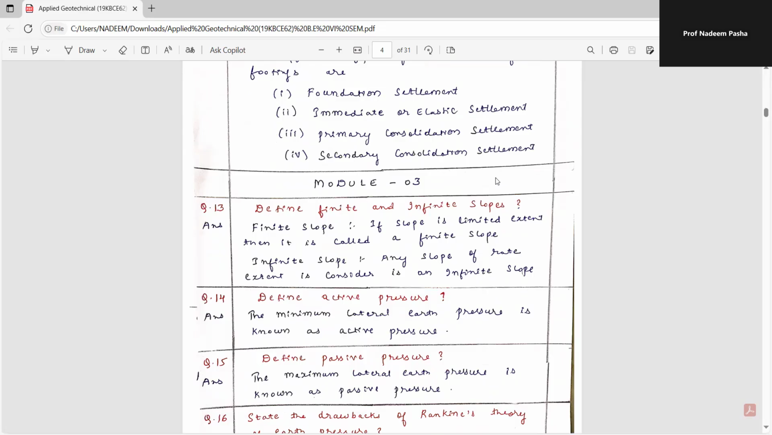Next is define finite and infinite slope. How will you define finite slope? If the slope is up to a limited extent, then it is called finite slope. Any slope of great extent is considered an infinite slope.